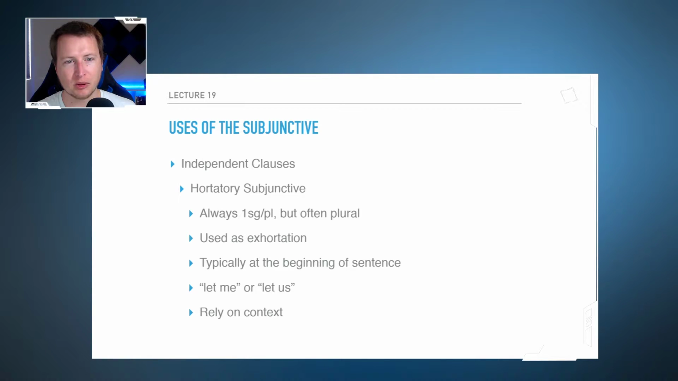This is why I paused a moment ago and said subjunctive would never be independent. Well, that's not true. There are times that it will. And when it's a hortatory subjunctive, meaning it's used as an exhortation, it will be in the first person singular or plural, usually plural, let us. Typically at the beginning of the sentence, you'll translate it, let me, let us, and you need to rely on the context. Especially if it's first singular, because that could be identical to the first person singular present active indicative, right? So remember that.